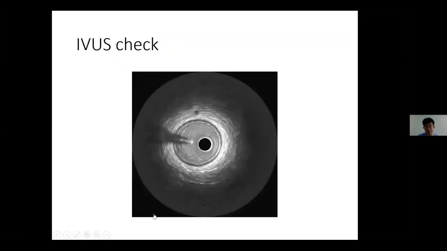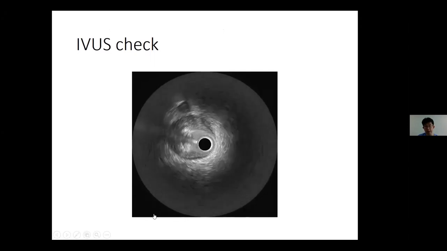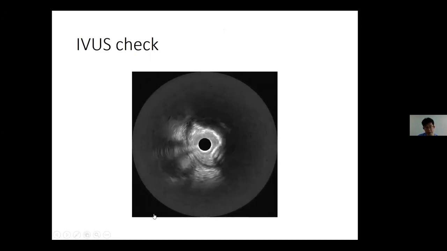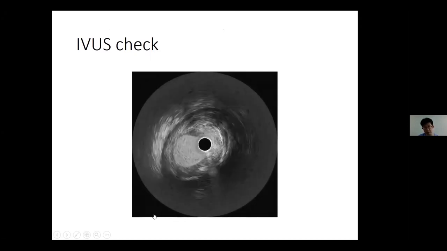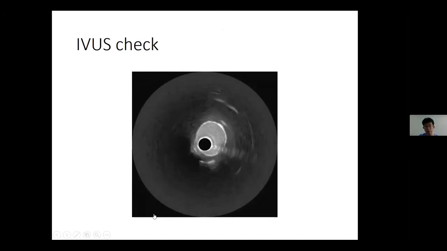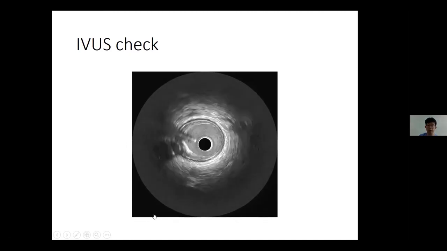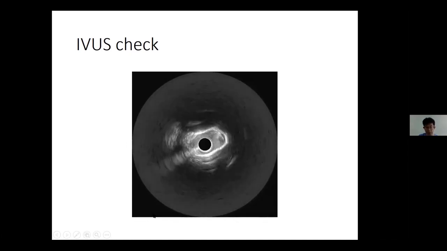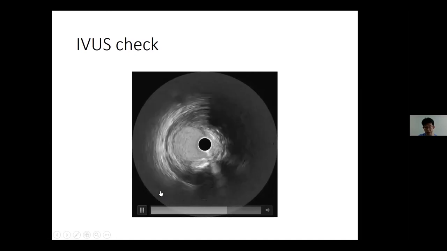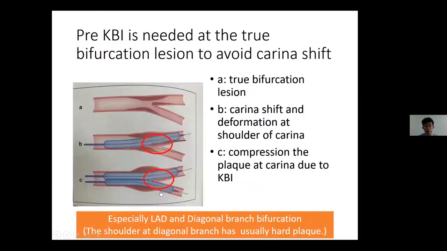And check IVUS. IVUS tells us around the bifurcation lesion, especially the diagonal branch and LAD, there's much plaque here. So we decided to put dilatation before stenting in both the diagonal branch and LAD. The diagonal branch is coming here, this is 8 o'clock. So we decided to do KBI because this is a true bifurcation lesion, to compress the plaque around the carina and to avoid carina shift here.